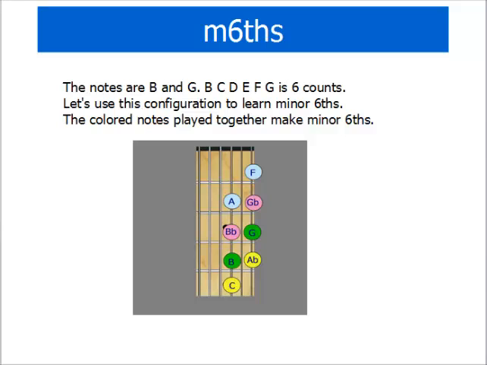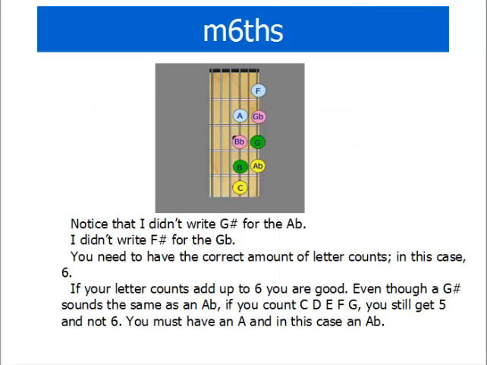A to F, B flat G, B G, and C A flat. Now notice that I didn't write the G sharp where there's an A flat.